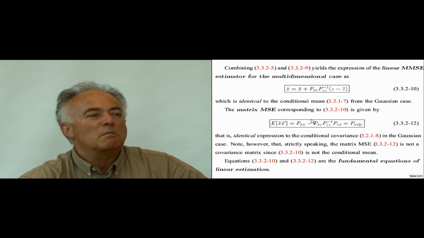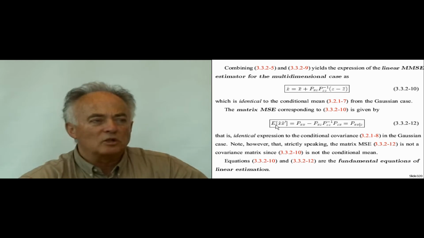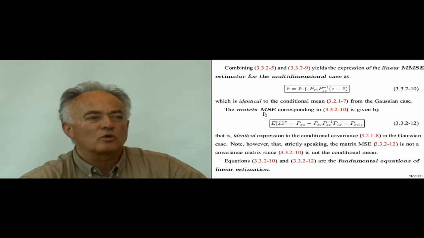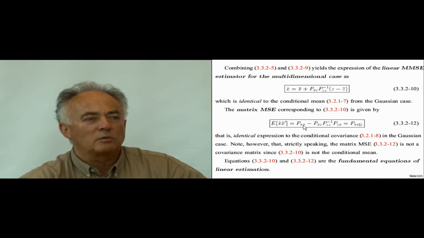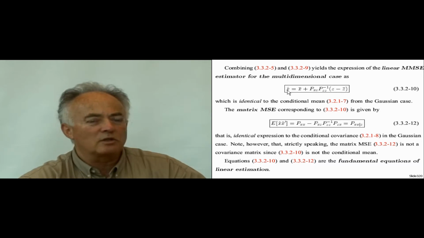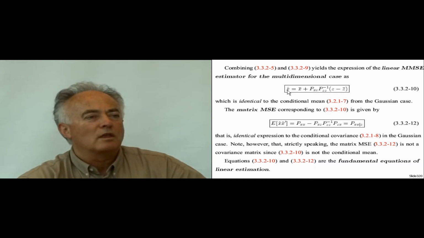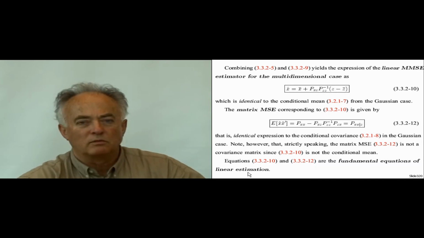The matrix mean square error, it's really not a covariance, even though in most cases it is called covariance. The expected value of x tilde x tilde transpose, again, after evaluating from the previous expressions, yields exactly the same as the conditional covariance in the Gaussian case. But now it's really a matrix mean square error, because if things are not Gaussian, it's not a conditional covariance. These two equations are the fundamental equations of linear estimation.